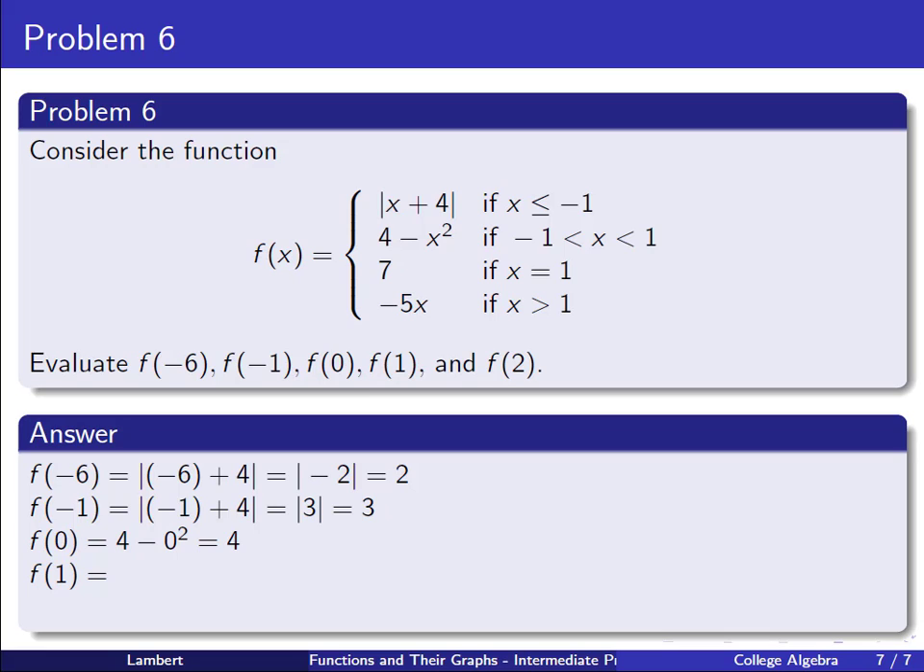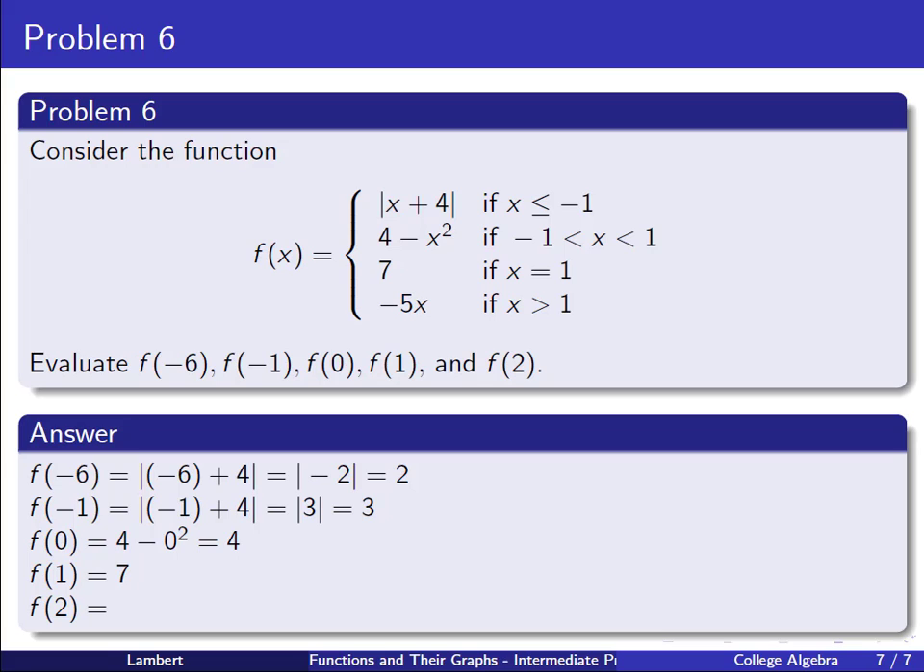Okay, so for f of 1, when we look at the 4 different scenarios, which one does that satisfy? Well, 1 is not less than or equal to negative 1, so the first condition's out. 1 does not fall between negative 1 and positive 1. We're looking for something to be strictly between, so even though 1 appears, it's not strictly between there. However, 1 does equal 1, so it's that third condition, and notice there's no x value. So what do we do? Well, we actually have the answer right away. It's just 7.